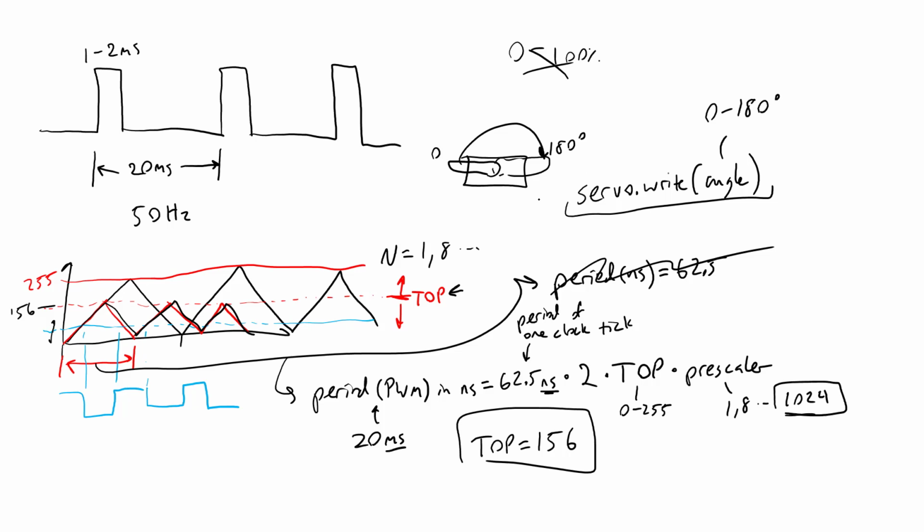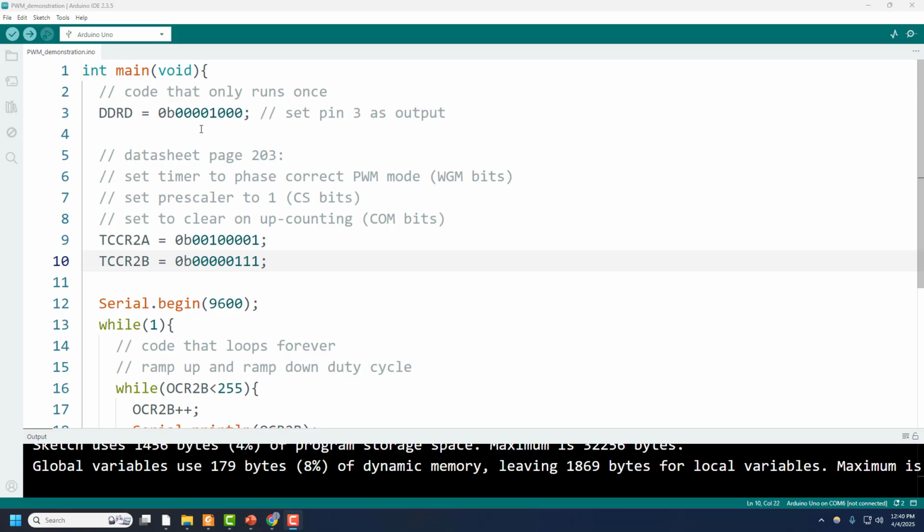So let's switch back over to the code and write code that is going to allow us to manually control a servo with an 8-bit timer. To do this, we are just going to modify our existing code. We are still going to have pin 3 as an output, and we are going to keep most of what's in our timer control registers. We're going to set the prescaler to 1024. I didn't change that comment earlier. We're going to leave it to clear on upcounting, so we're not going to change the COM bits.